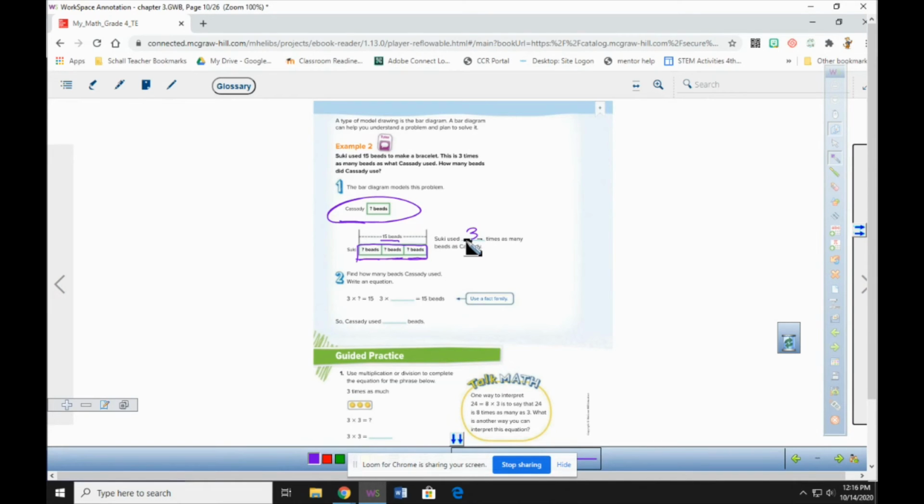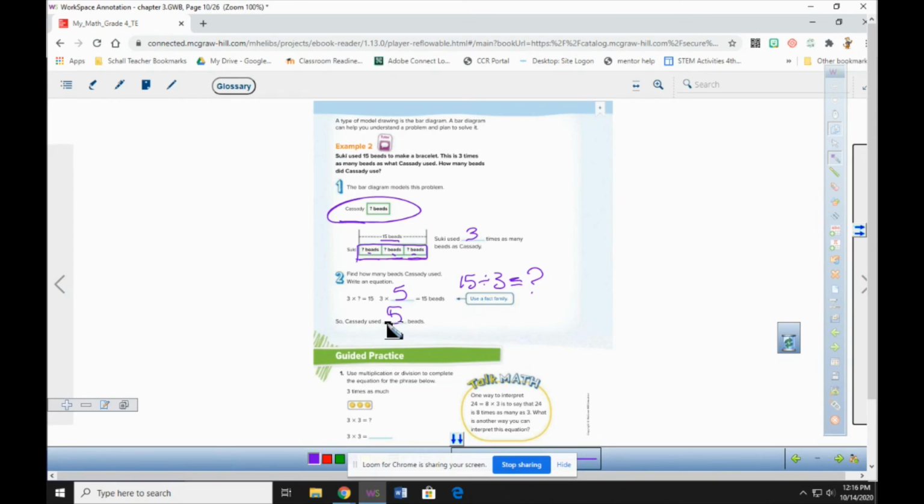Now, how many beads did Cassidy use? We can write an equation. We've got 3 boxes times something equals 15, and we just need to either do that in our minds, or we can use our fact families and what we know and flip it around to division. 15 divided by 3 equals, and that will give us our question mark. 15 divided by 3 is 5. 3 times 5 is 15. So Cassidy used 5 beads.